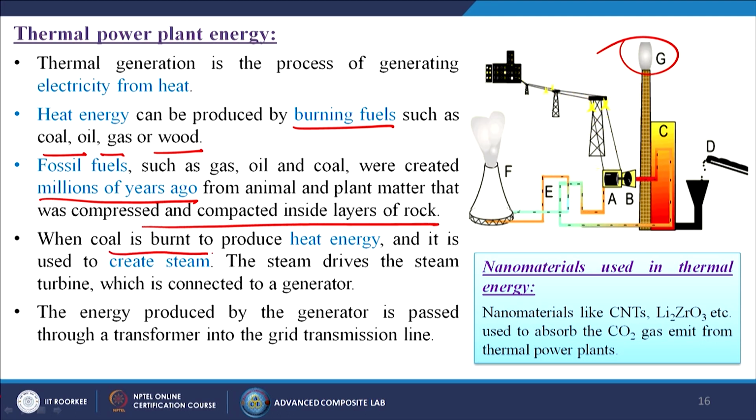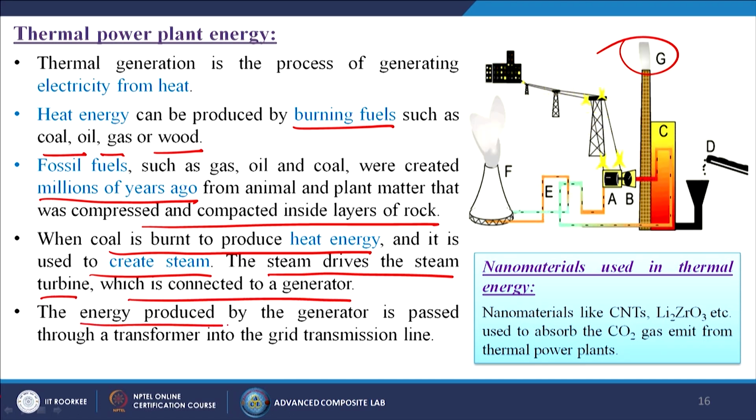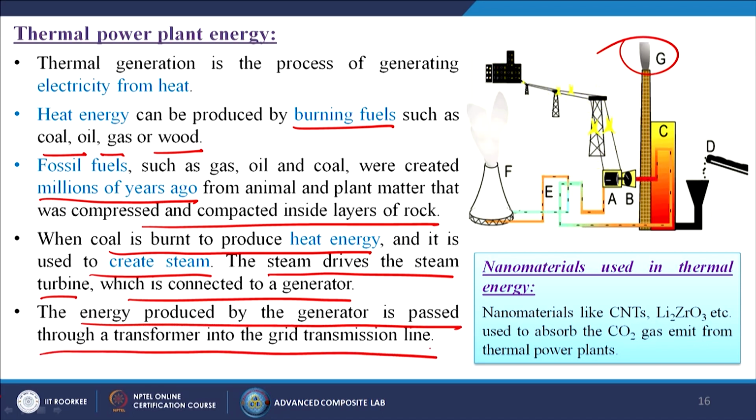When coal is burned to produce heat energy, it is used to create steam. The steam drives the steam turbine, which is connected to a generator itself. The energy produced by the generator is passed through a transformer into the grid transmission line. What kind of nanomaterials? Like carbon nanotubes and Li2ZrO3, used to absorb the carbon dioxide gas emitted from thermal power plants itself.